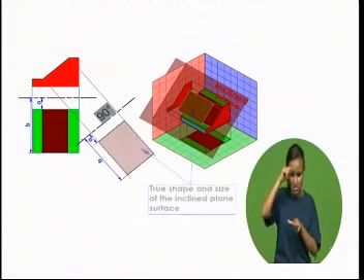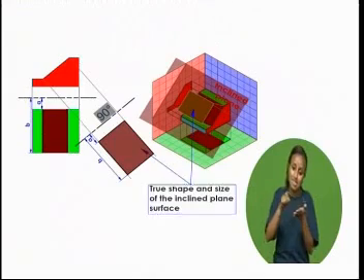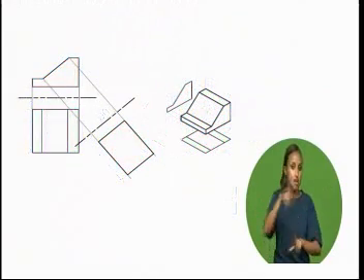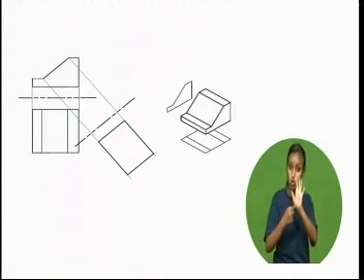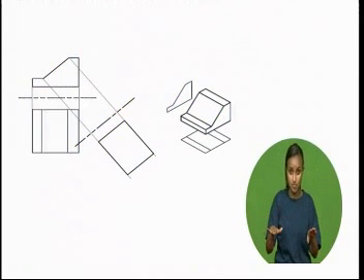Finally, darken all object outlines of the primary view and erase all projectors and reference lines. The completed primary auxiliary view shows the true shape of the inclined surface.